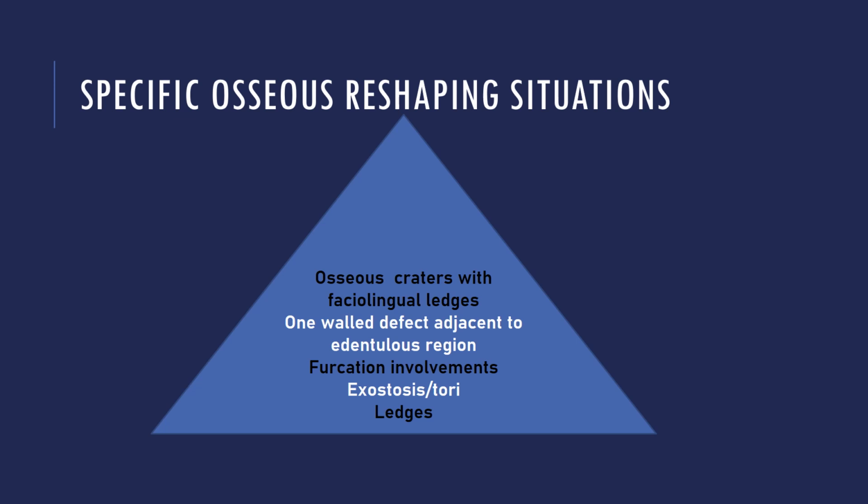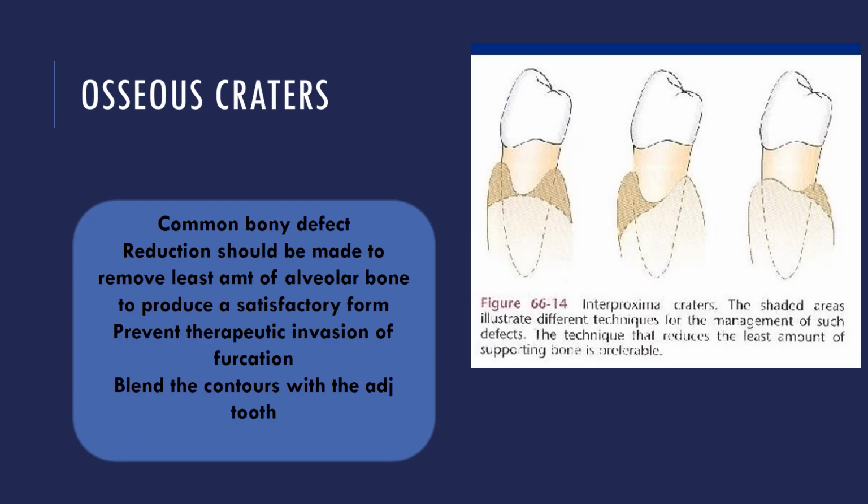And then coming to the specific osseous reshaping situations. So in some situations, you need a specific type of osseous reshaping, for example, osseous craters with faciolingual ledges, one wall defect adjacent to an edentulous margin, and in case of furcation involvements, exostosis or tori and ledges. So these are the special cases that we need osseous reshaping. So we are dealing with osseous craters.